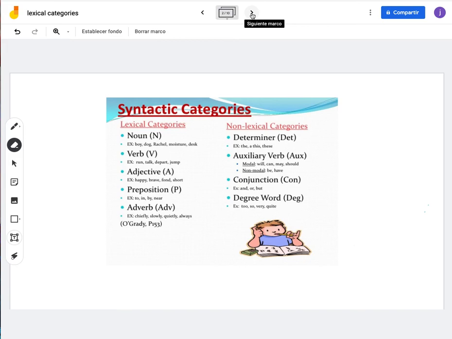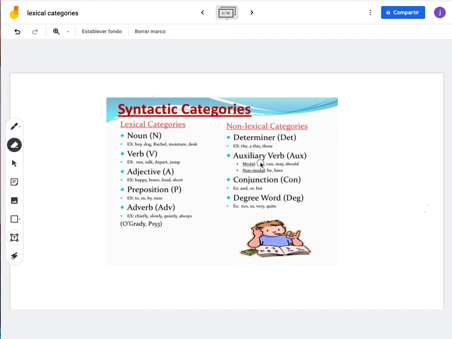When we talk about lexical categories, we are talking about classes of words like these: noun, verb, adjective, preposition, adverb, determiner, auxiliary verb, conjunction, and interjection. Further ahead, we will analyze them one by one.